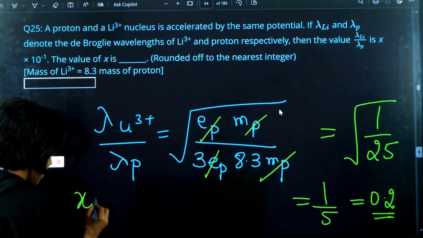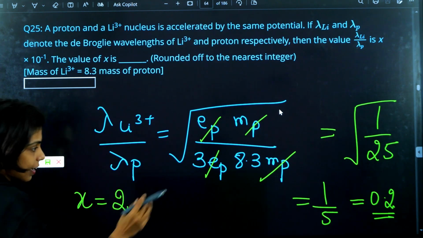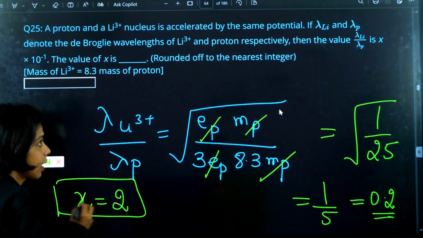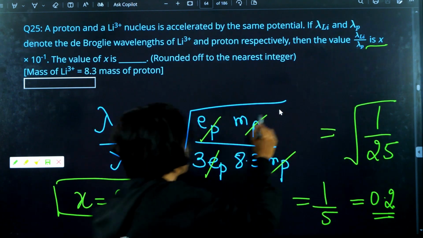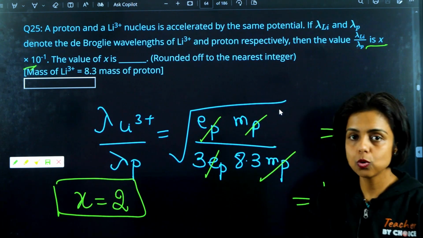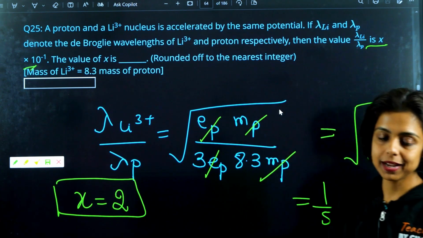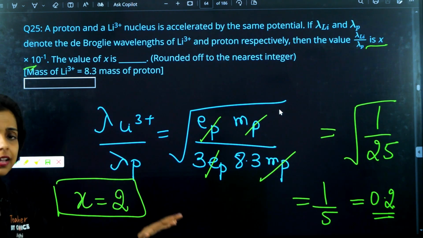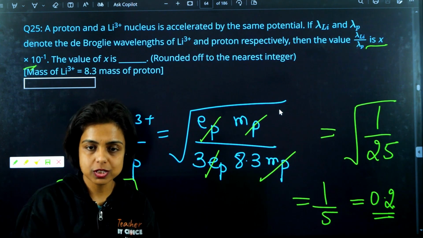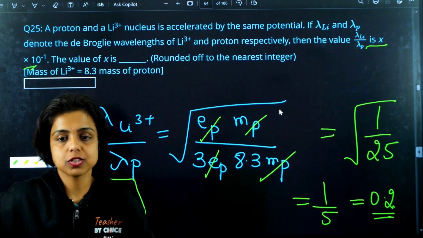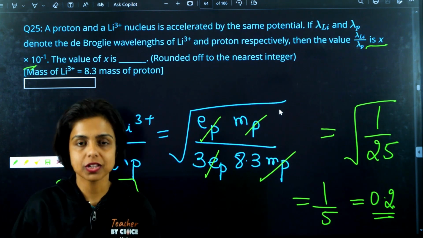So your x is 2, because your final answer is 2 into 10 raised to power minus 1, and you have to quote your answer as x into 10 raised to power minus 1. Your answer is 0.2. So we'll quote it as 2 into 10 raised to power minus 1, and the x is 2. I hope you got it right. Again, it is simple if you know the de Broglie equation, and how to express it in terms of kinetic energy or potential difference. Nothing much to do in this.